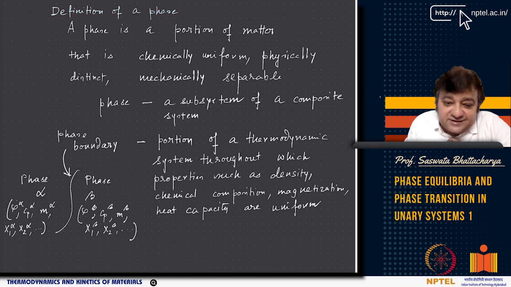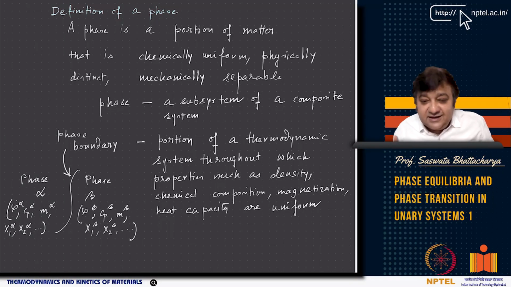Again, the chromium rich phase has more chromium and the iron rich phase has more iron, and throughout the phase the composition of iron will more or less be uniform. Again, throughout the phase, for beta phase, x1 beta, x2 beta will be uniform, right? So basically it will be chemically and physically uniform in terms of chemical and physical properties, and it is mechanically separable.